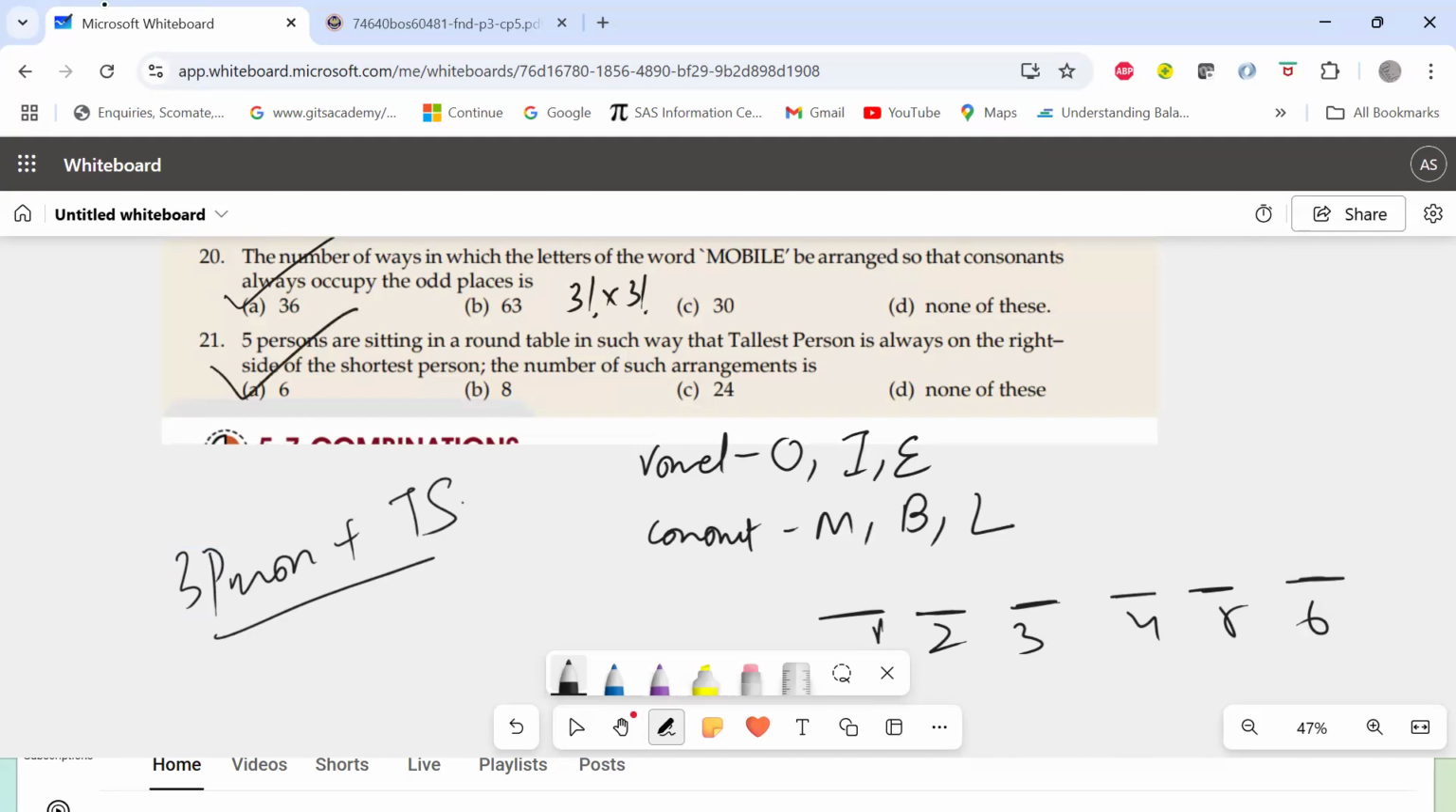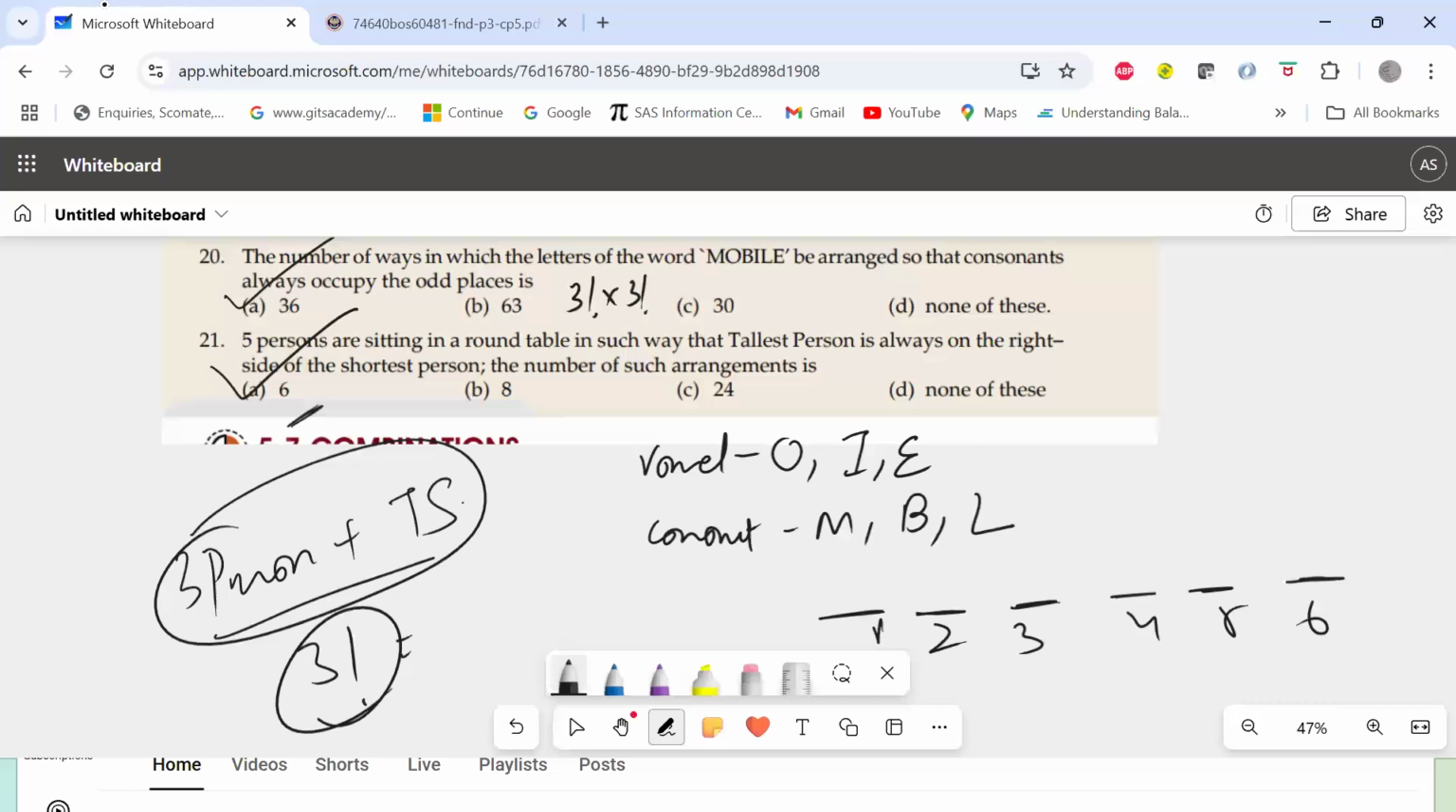And also the taller person is always right, so they cannot interchange their places. Now we have 4 units, which are the 3 persons plus taller and shorter together. In how many ways will these 4 sit in a circle? 3 factorial ways. 3 factorial means 6.